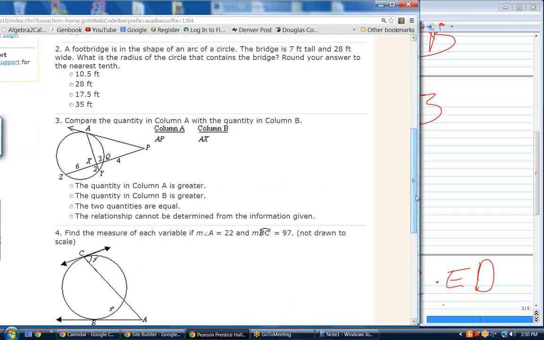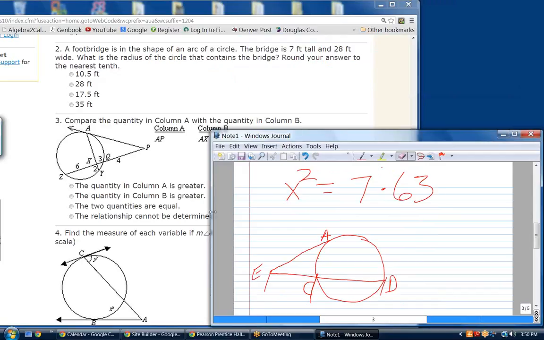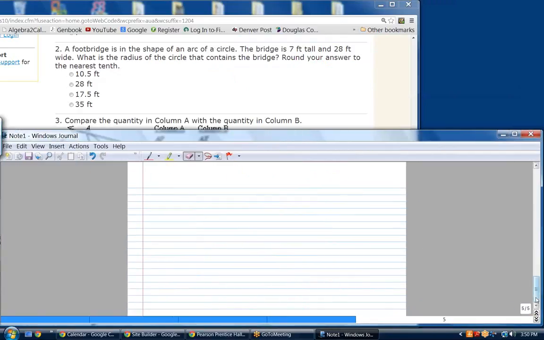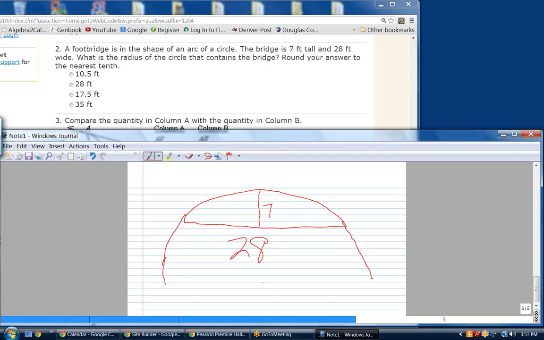A footbridge is in the shape of an arc of a circle. Okay, so if I try to draw that, there's the footbridge. And it is 7 feet tall, so that measurement is 7, and 28 feet wide. So this is 28. What is the radius of the circle that contains the bridge? In other words, if I extend the bridge further all the way down so that there's a center of a circle here, what's the radius of that circle?